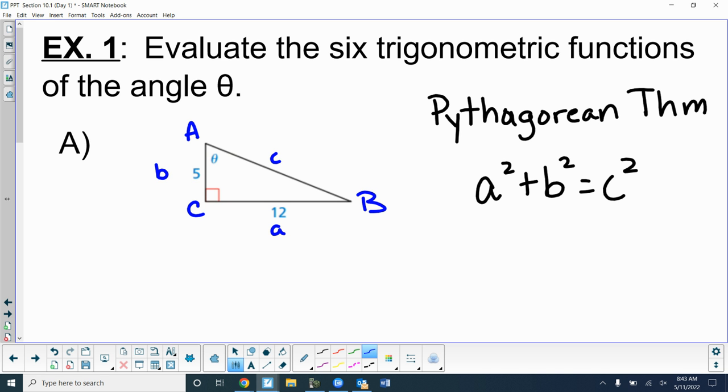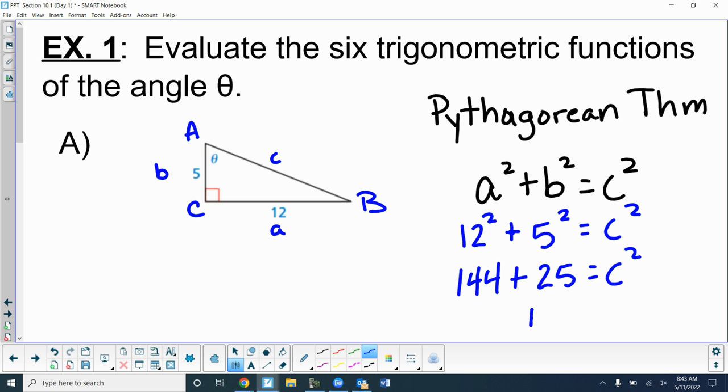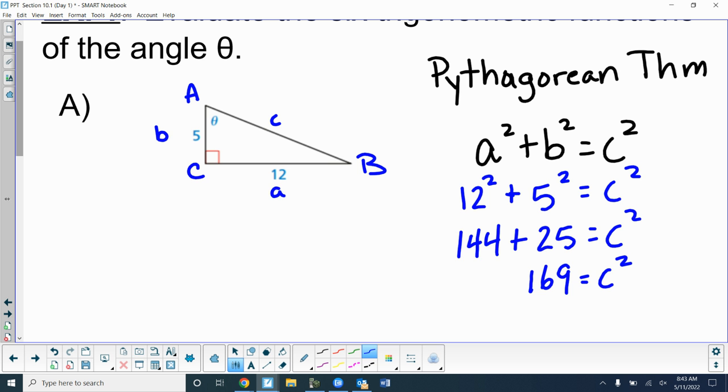So, to figure this out, we would go A squared plus B squared equals C squared. So that's 144 plus 25, which is 169, and that's a perfect square. What's the square root of 169? Right, 13. How'd you know? So, remember, to finish, you got to take the square root. So now, we have our 3 side lengths.